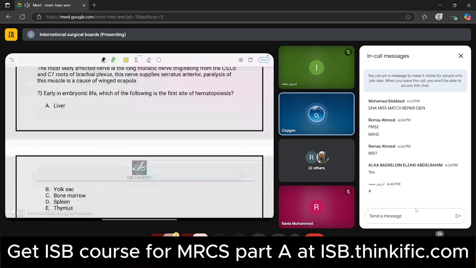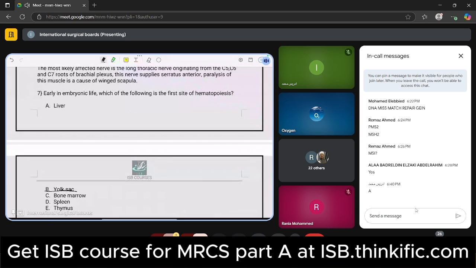So early in embryonic life, which of the following is the first site of hematopoiesis? And the answer is yolk sac. I've seen this question many times. So B, yes, that's correct.